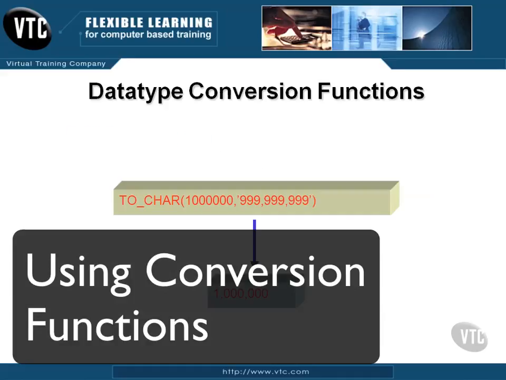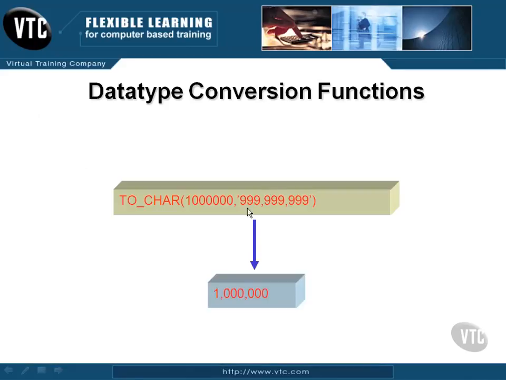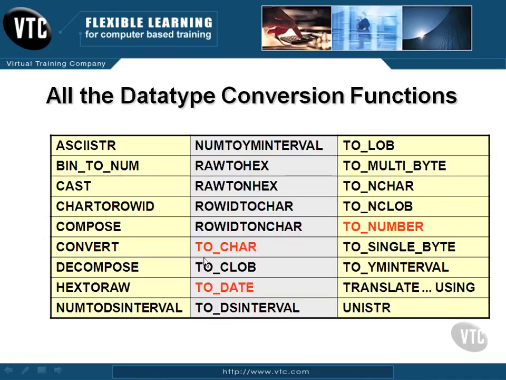Data type conversion functions. We already showed you the toChar function where we converted a number to a string with a specific format. Note this number, 1 million, is getting a comma placed between every 3 digits, so it looks like 1 million. It's more readable.